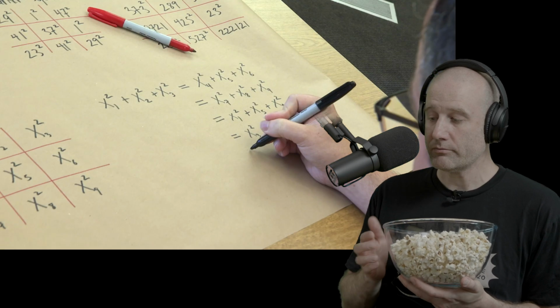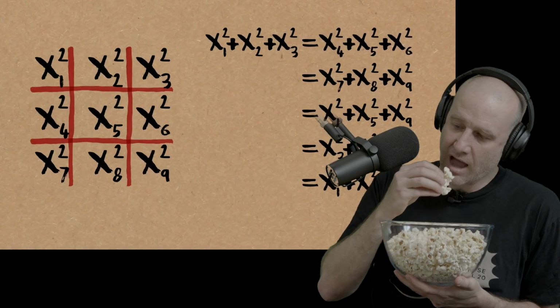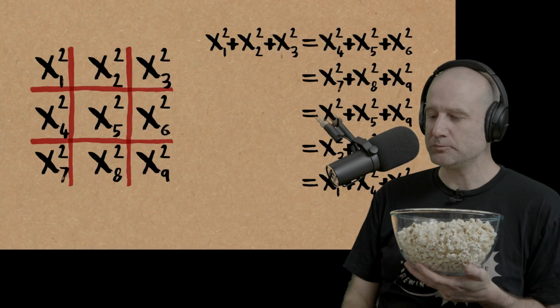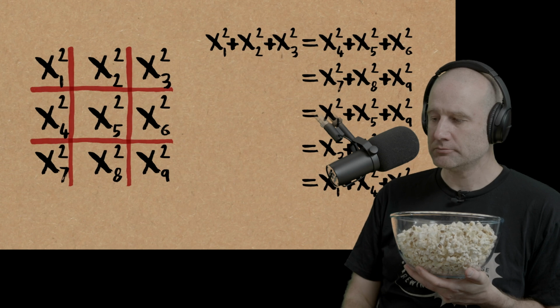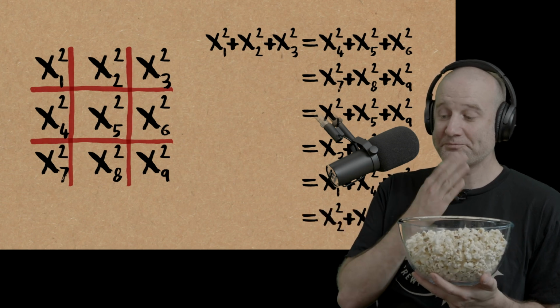This is a bit messy, but we still have to do the columns. So the first column will be x1 squared plus x4 squared plus x7 squared. Okay, and then I'll do the second column. X2 squared plus x5 squared plus x8 squared. Okay, and I'm still missing.